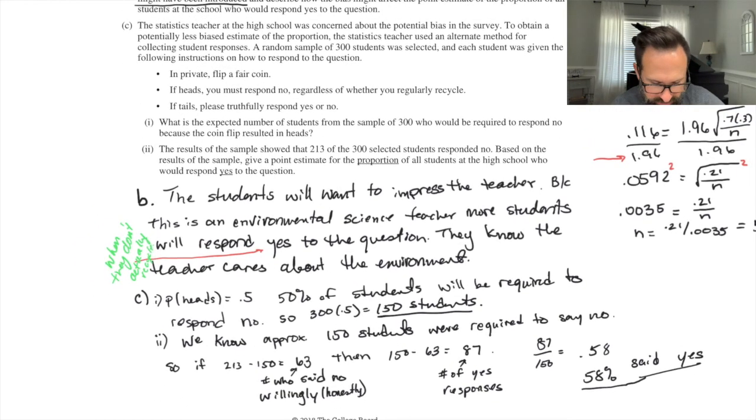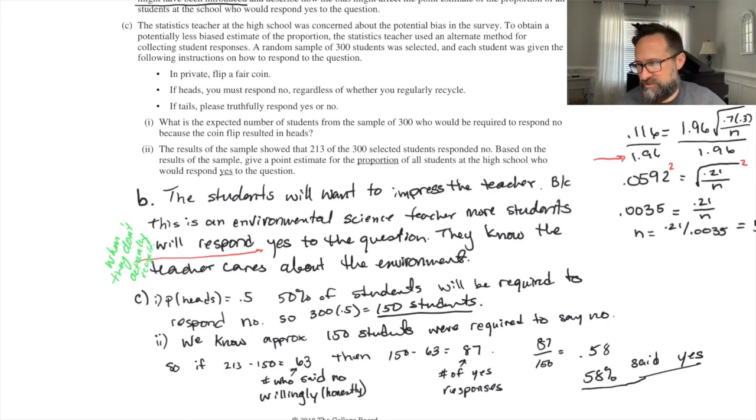So when we look at that in this light, 87 out of the 150 said yes in an honest way. I really don't care about the people that said no and were required to, because that's not an honest answer. So out of the 150 honest answers, 87 of those were yes, because if you said yes, we assume that yes was an honest answer. We're assuming they're not lying in this case. That would mean 58% of the response said yes.